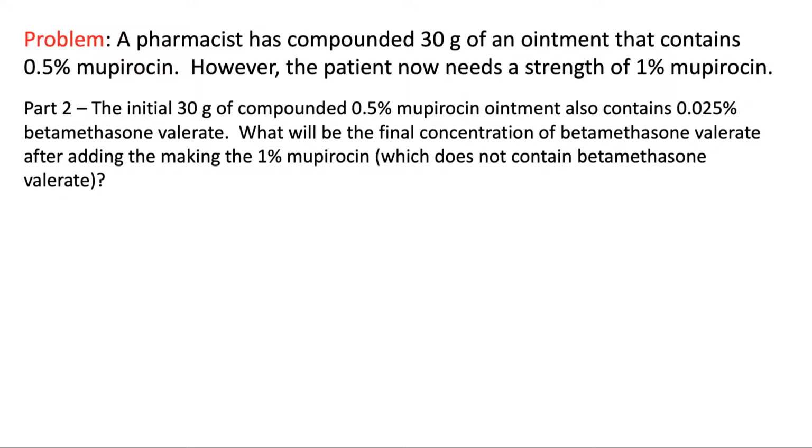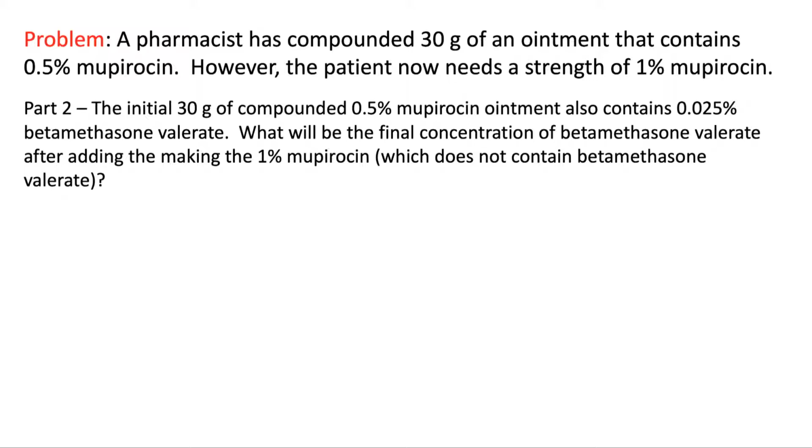This is a dilution. We had a concentration we started with, the 0.025% betamethasone. When we added our additional mupirocin, we didn't add any additional betamethasone. We essentially diluted its concentration. So the mass of the betamethasone didn't increase, and the concentration will have decreased. And so the question is asking, what is the new final concentration of betamethasone in your product?